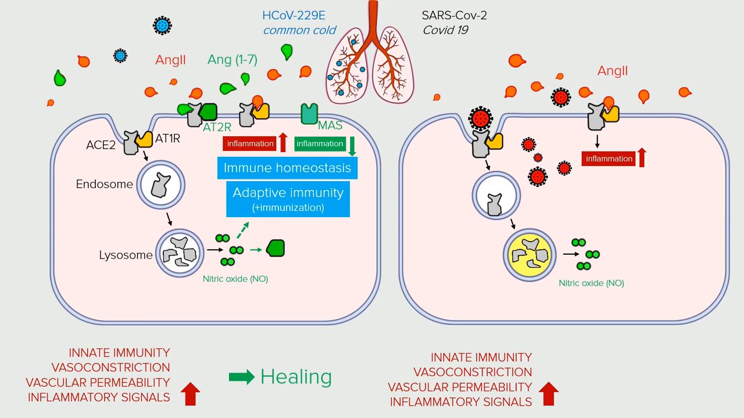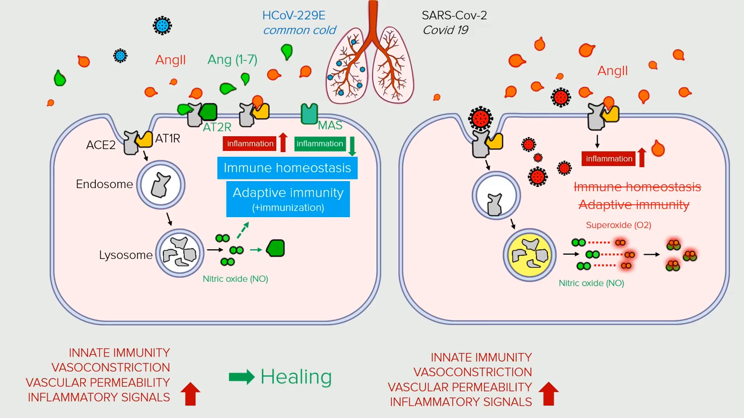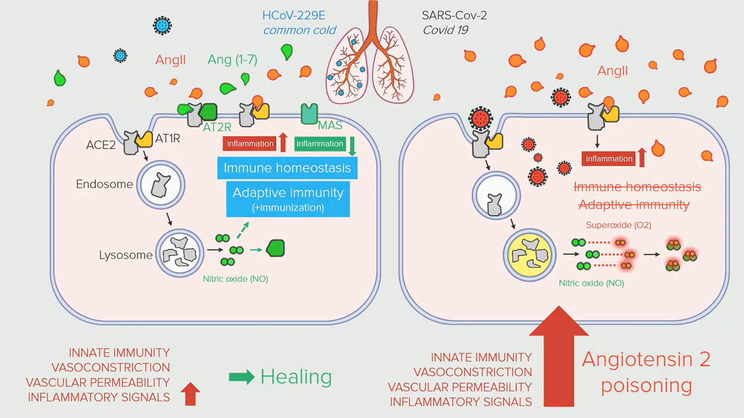The NO, instead of activating anti-inflammatory mechanisms, reacts with superoxide that the cell produces as part of its stress response. As a result, the cell fails to reach immune homeostasis, and there is no priming of adaptive immunity. Ang2 activity increases unrestrained. Severe COVID-19 infections can be seen as angiotensin II poisoning.